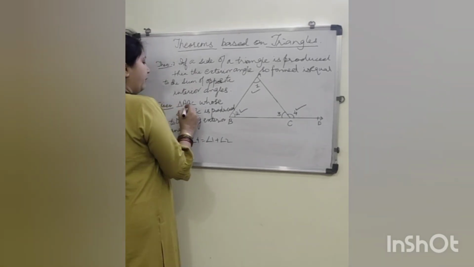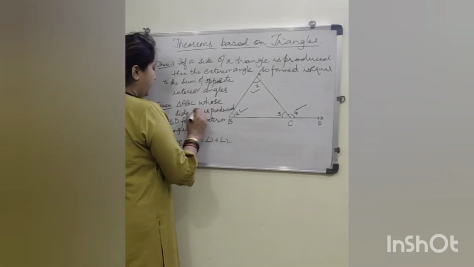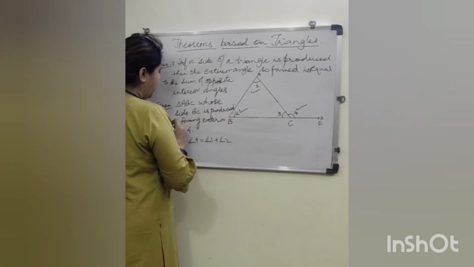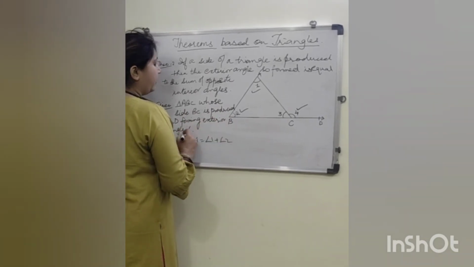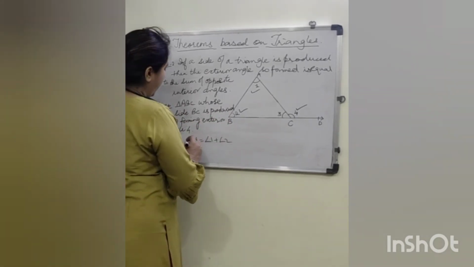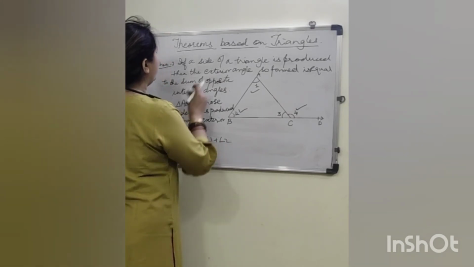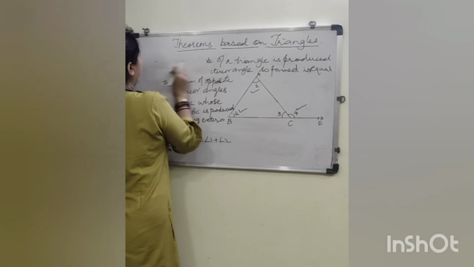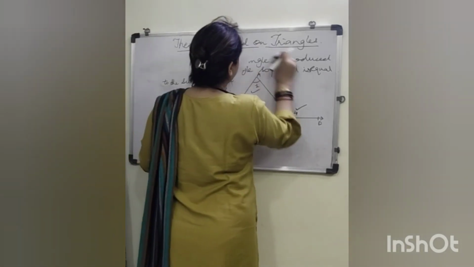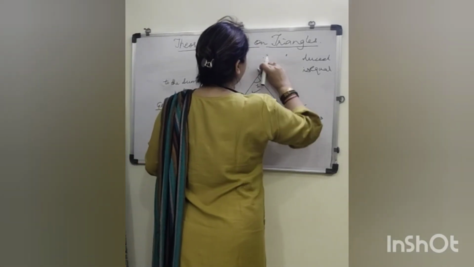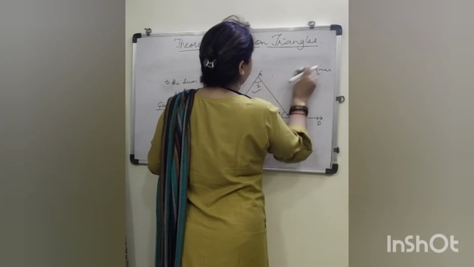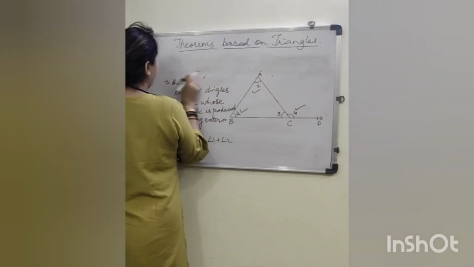Like given, I have written in triangle ABC, side BC is produced to D, forming exterior angle 4. And you have to prove angle 4 is equal to angle 1 plus 2. Let's prove the same without any hesitation, without any problem. It will be very easy.